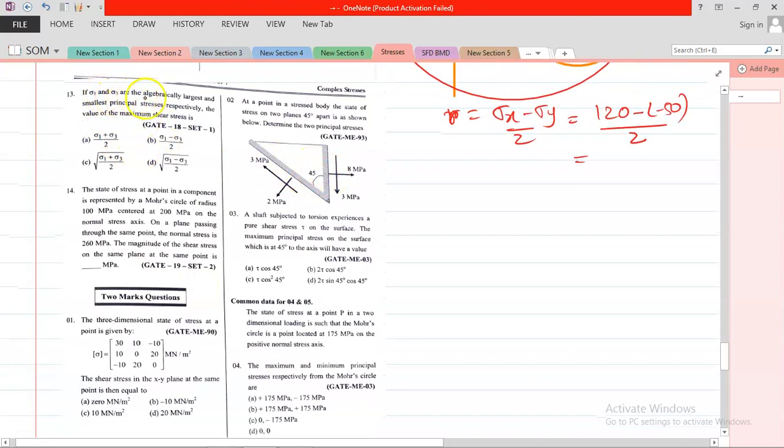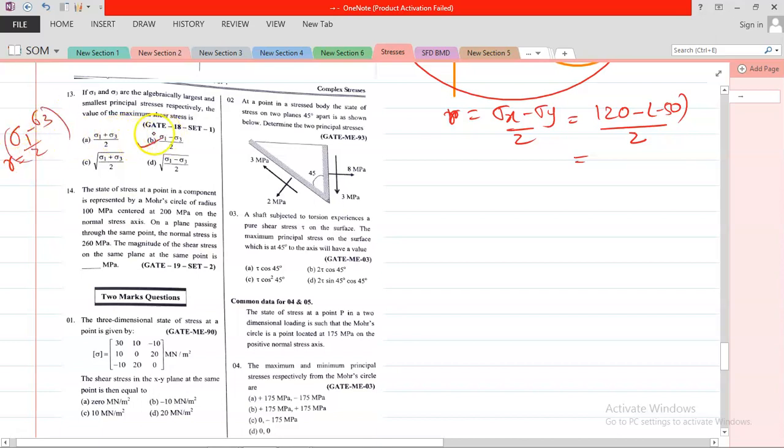Okay, I am going with the next question. If sigma 1 and sigma 3 are the algebraically largest and smallest stress, then the maximum shear is the same thing. The radius of the circle is the maximum shear stress, and its value is sigma 1 minus sigma 3 by 2. So your option B is correct.